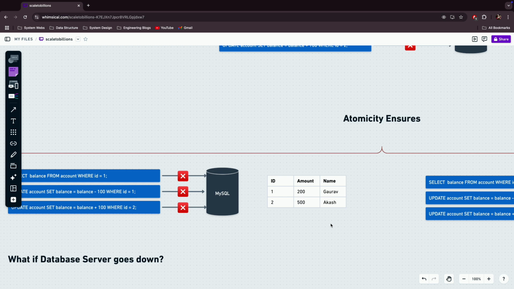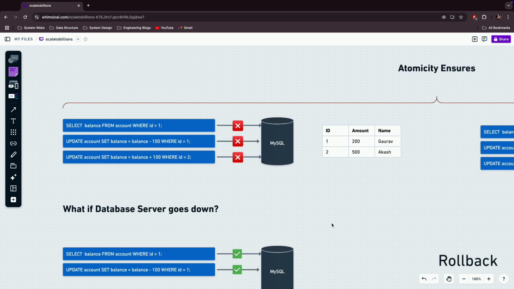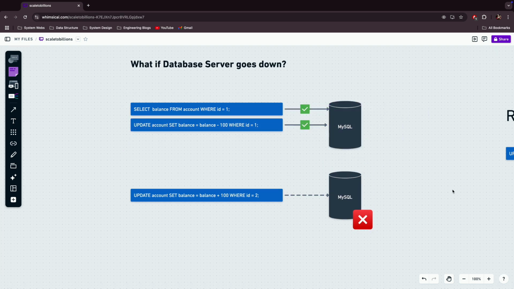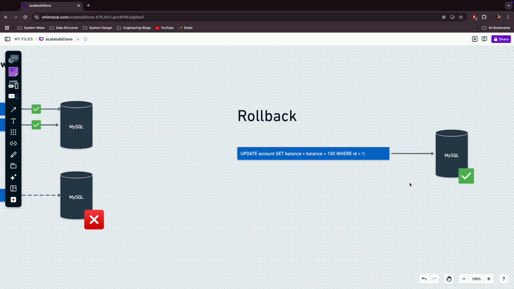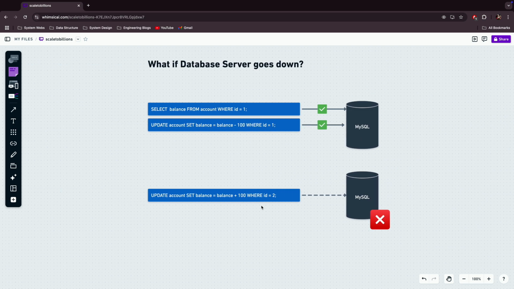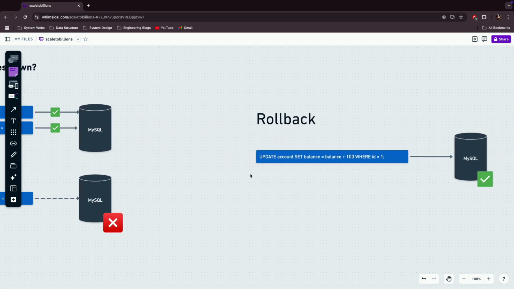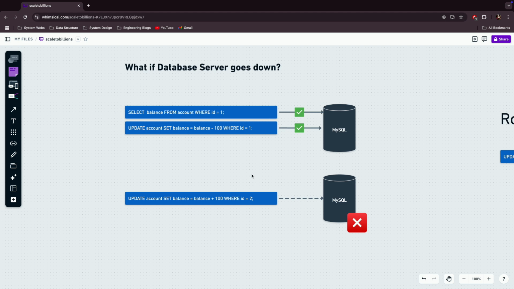Now you can ask me, what if the database server goes down? How will we ensure atomicity in that case? Even if the database server goes down, suppose query one succeeded, query two succeeded, and then the database server goes down. Whenever the database server comes up, it will roll back. This is a write query, and a select read statement will not impact the data. Whenever we are writing data, that is what we need to roll back. We have deducted 100 rupees, so whenever the database comes up, it will add that 100 rupees back in account one and ensure that there is no inconsistent state in the data.